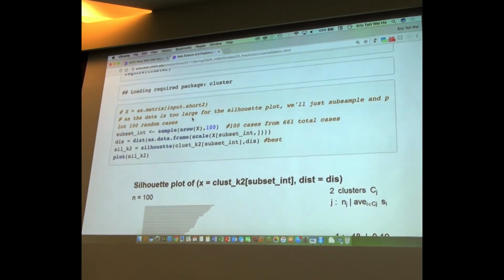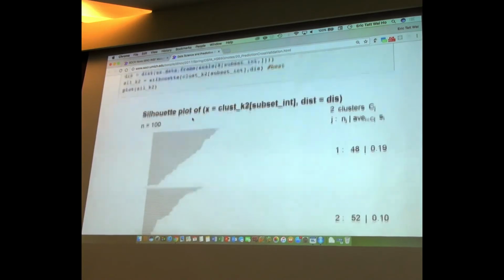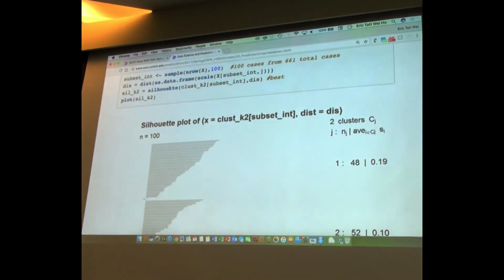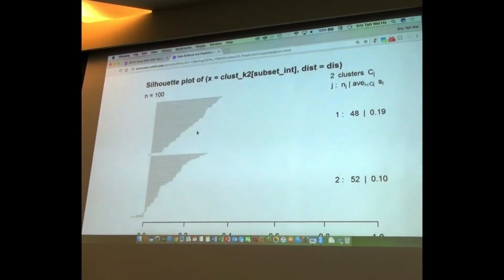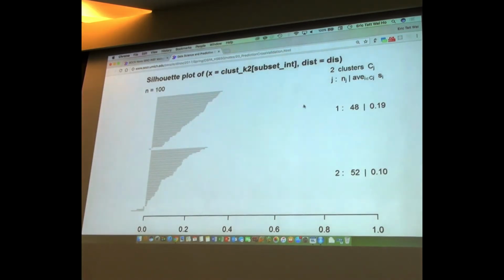Another way of classifying how good a classifier is by looking at the silhouette plot of the features. Right up here, it shows you that it determined that there are two clusters, cluster 1 and cluster 2. The number of subjects binned into each cluster are reported, and then the average silhouette value is reported within each of these classes.